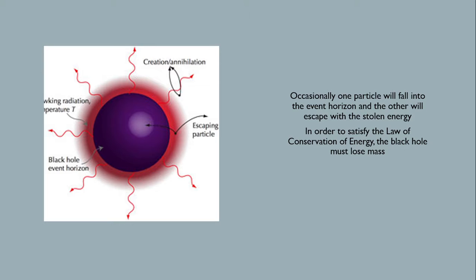Occasionally, however, before annihilation can occur, one of the particle pairs will fall into the black hole and the other will escape with stolen energy. This stolen energy is known as Hawking radiation. The radiation comes from the matter orbiting outside the event horizon and not from within the black hole. According to the law of thermodynamics, which states energy can neither be created nor destroyed, the black hole has to make up for the lost energy from the particle that escaped, and as a result it loses mass.